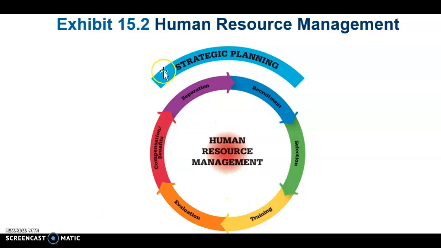So here is exhibit 15.2 that shows strategic planning. The strategic plan of the company includes the HR plan, which covers the main aspects of human resource management. A complete HR plan, which falls under the company's strategic planning umbrella, must cover each core area of human resource management, which is recruitment, selection, training, evaluation, compensation and benefits, and separation.